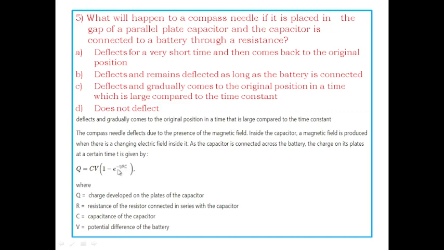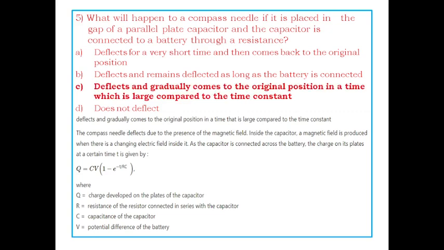Initially the magnetic compass needle will be deflecting, and gradually it comes back to the original position in a time which is large compared to the time constant. Initially the capacitor is charging, so there will be a deflection, and later on it gradually comes to rest, or the original position. So that option would be the answer for this question.